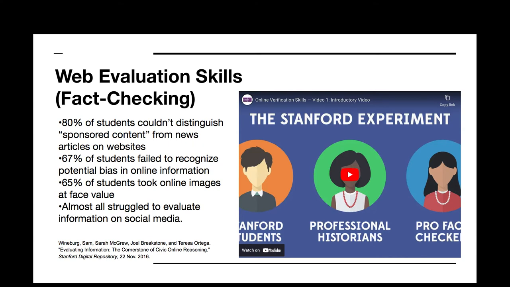Okay, so if you're feeling overwhelmed by this stuff, know that you're not alone. In 2016, a study asked nearly 8,000 students in middle school, high school, and college to perform 5 web evaluation tasks. Here are some of the results. 80% of students couldn't distinguish sponsored content, such as ads, from news articles on websites. 67% of students failed to recognize potential bias in online information. 65% of students took online images such as memes, videos, and photos at face value, and almost all struggled to evaluate information on social media.